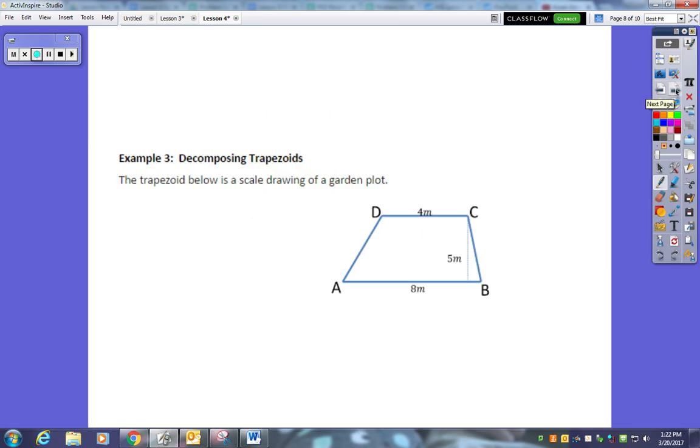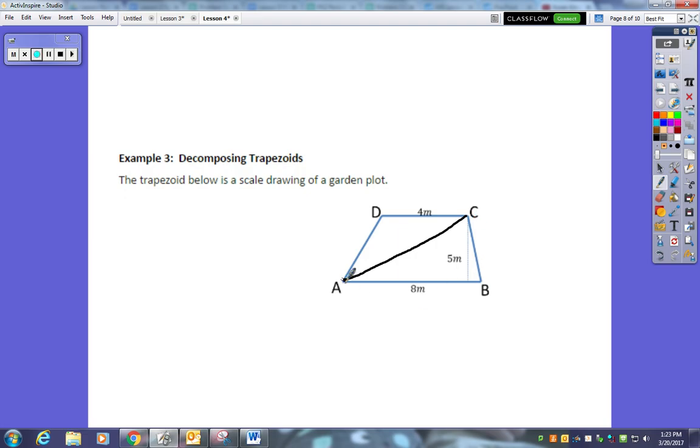The next one is a trapezoid. Now, one way that you can find the area of a trapezoid is by breaking it down into 2 triangles by splitting it diagonally. So if I were to take my pen and draw a line from here across to here, I've made 2 triangles. This triangle right here and this triangle right here.